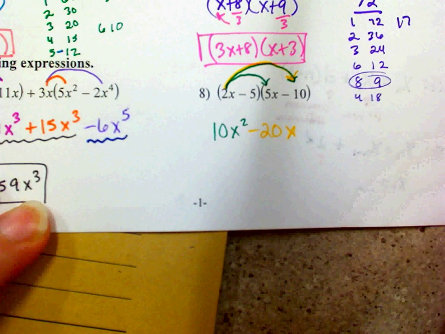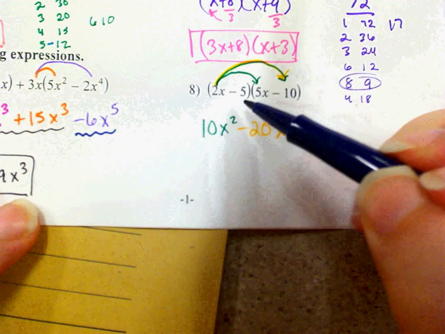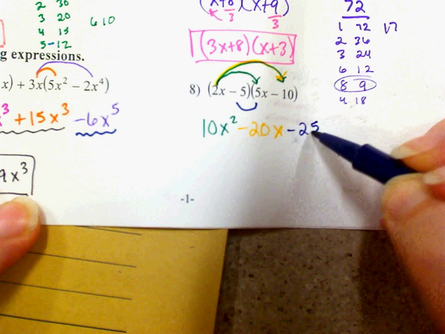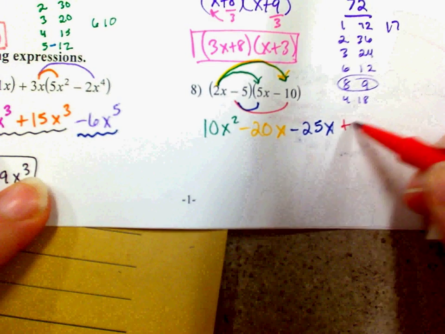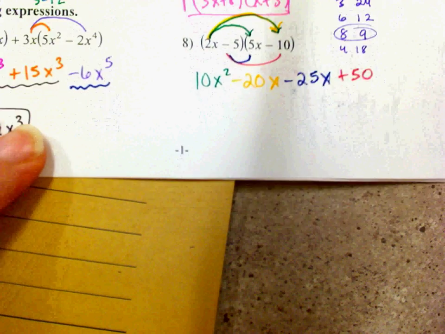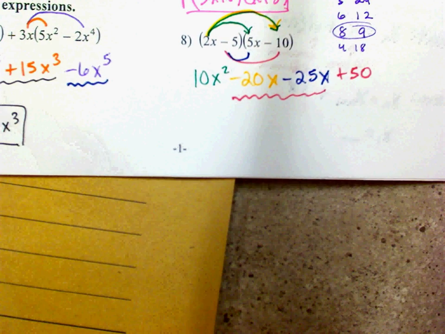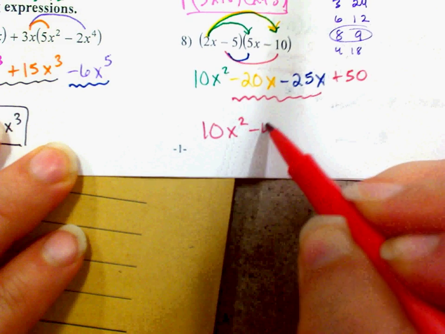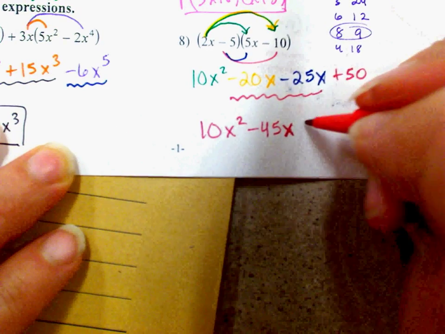Now you got to distribute negative 5. Negative 5 times 5x is negative 25x. And then the last thing I got to distribute is the negative 5 to the negative 10, and that is plus 50. Can I combine any terms? That's just adding negatives. So it's 20 plus 25. Okay. They both do. You just forgot an x somewhere. Okay?